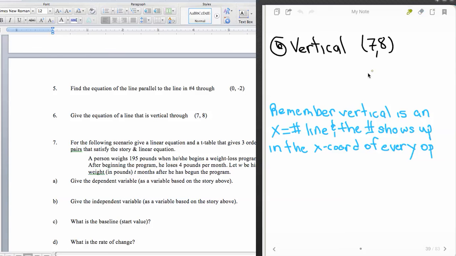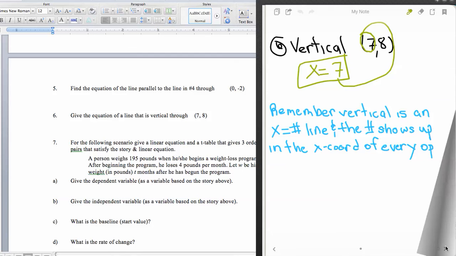This problem number 6, what we want is a vertical line through (7, 8). So we have to remember that a vertical line is an x equals line. So we're going to say x equals. And the thing that we need to remember is that all ordered pairs in vertical lines have this x coordinate right here. So our vertical line's equation is x equals 7. Quite easily done.